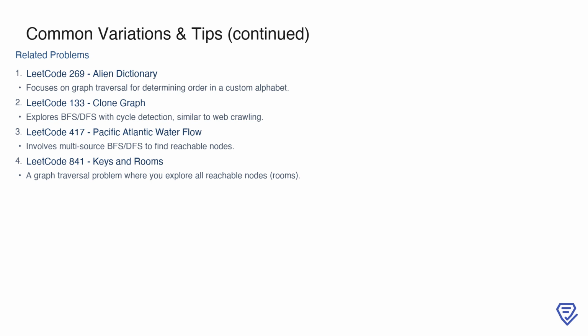Another relevant problem is LeetCode 417, Pacific Atlantic Water Flow, which involves multi-source BFS or DFS to determine which nodes, or regions, are reachable from both the Pacific and Atlantic Oceans. This highlights the importance of identifying reachable states efficiently. Finally, LeetCode 841, Keys and Rooms, is a graph traversal problem that requires visiting all reachable nodes, akin to ensuring you explore all accessible pages in a web graph. These problems reinforce the skills needed for web crawling while broadening your perspective on graph algorithms.